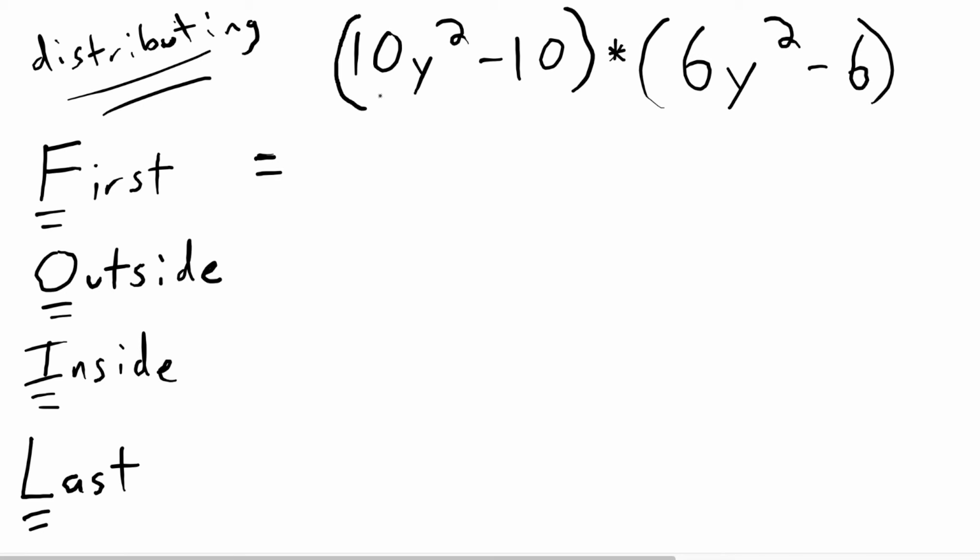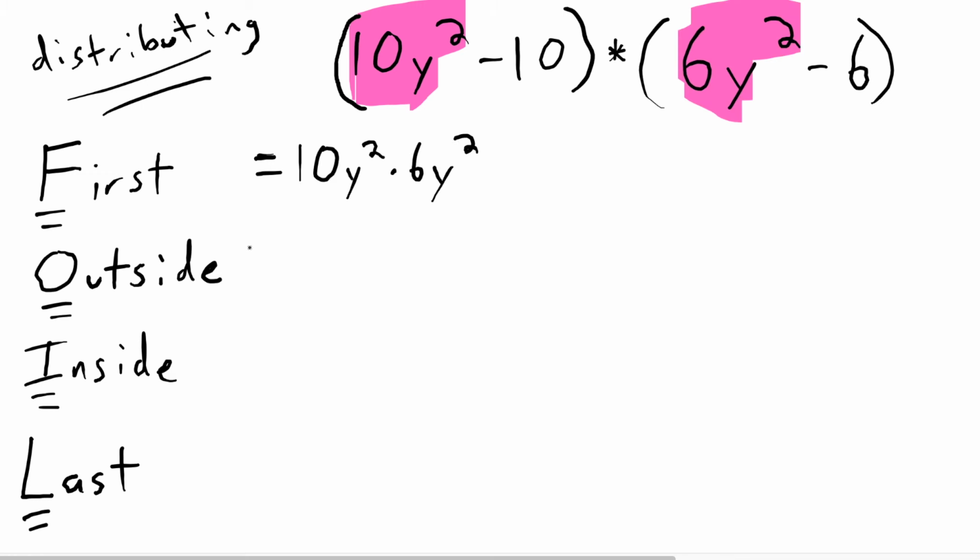And so we're going to start with first. That means we're going to take the first term in this expression and multiply it by the first term in the second expression. And then I'm going to do the outside, this one, and the last term in the other part. So this is a positive times a negative, so we're going to have negative.